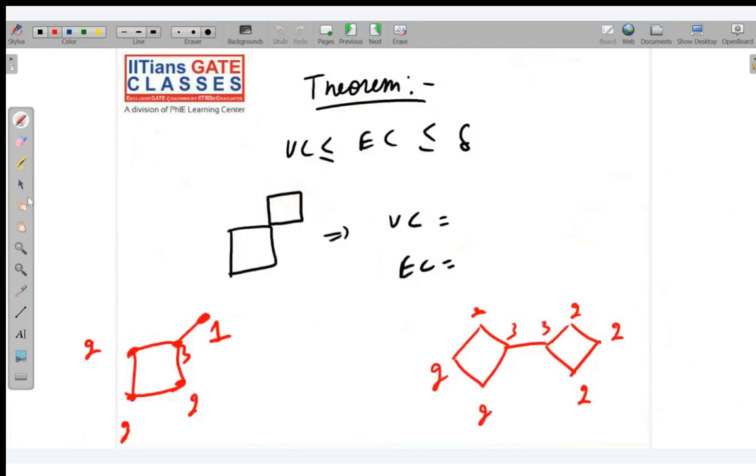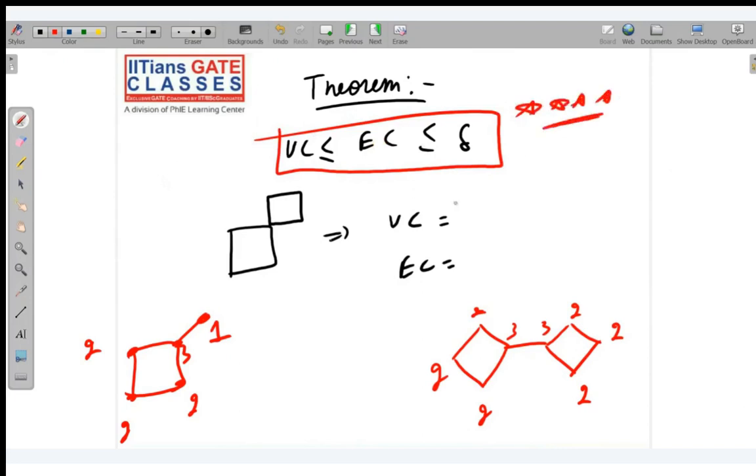Okay, next. So a very beautiful theorem is coming. It is very important. Vertex connectivity is less than or equal to edge connectivity, which is less than or equal to minimum degree. This is a very, very important theorem. From this theorem you can answer very many questions very easily.